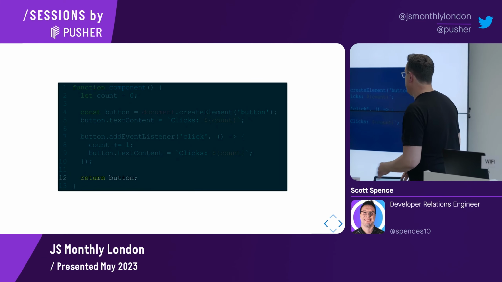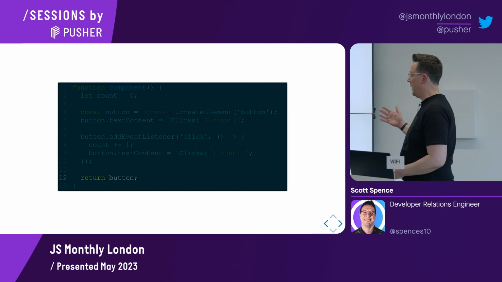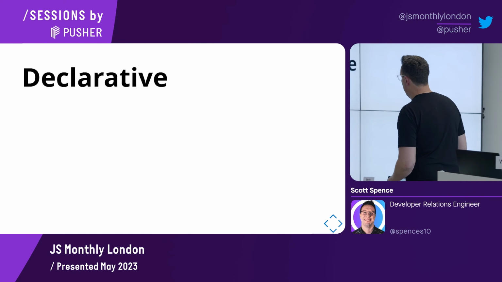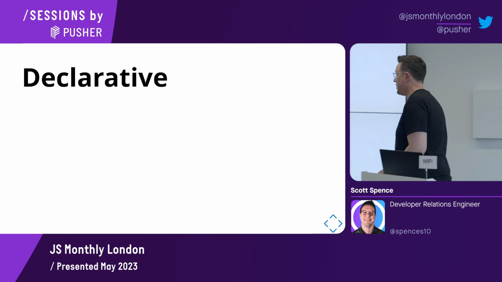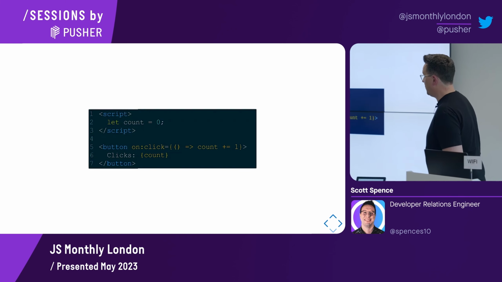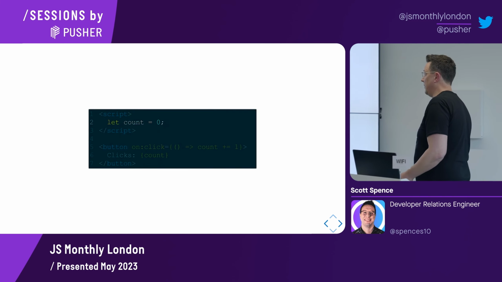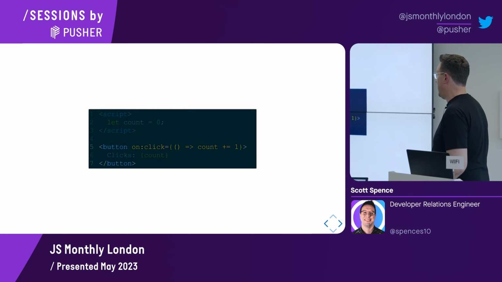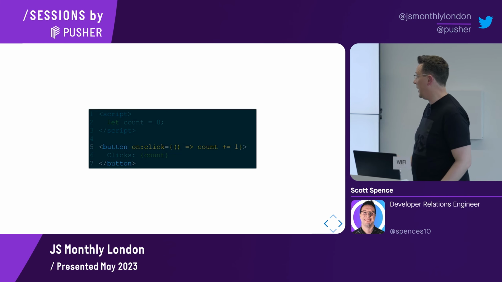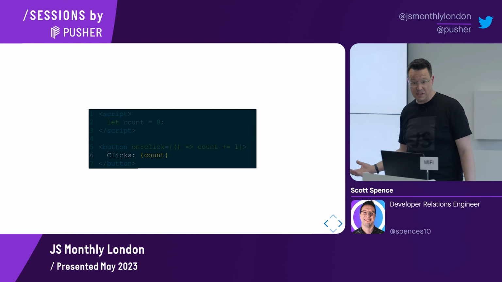That's fine, but once it gets larger and you have to manage more stuff, it can get really messy. So let's look at this in a declarative fashion. First up, I'm going to show you how you do this in Svelte. I'll come on to the anatomy of a Svelte file, but we are defining our variable here. Then we define a button in some markup, and we're using the onClick handler to increment our count inline. Then we update the text of that button.